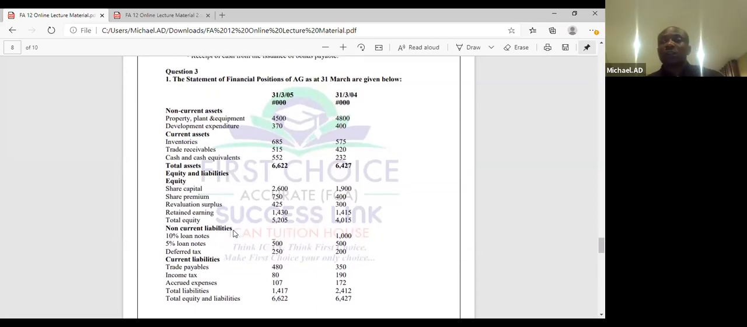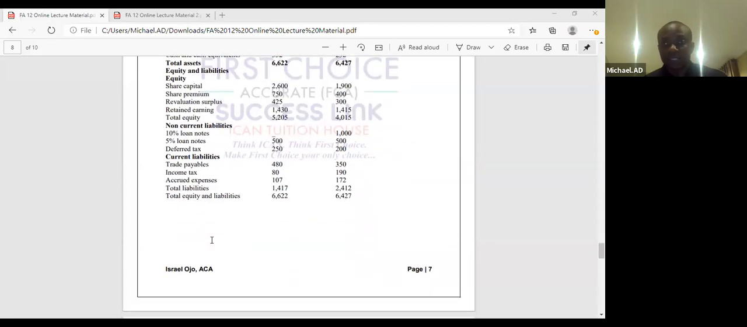For cash flow, let's look at financial question 3, for example. The statement of financial position of AG as at 31 March is given below. Property, plant and equipment, development expenditure. If you can see, we have 2 different years, 2004 and 2005. So we have current assets, we have equity, share capital, non-current liabilities, and we have current liabilities.